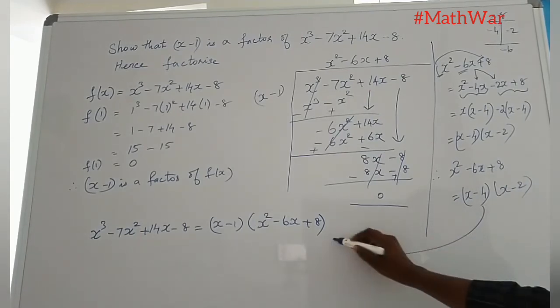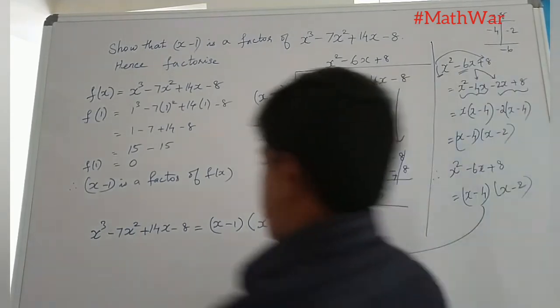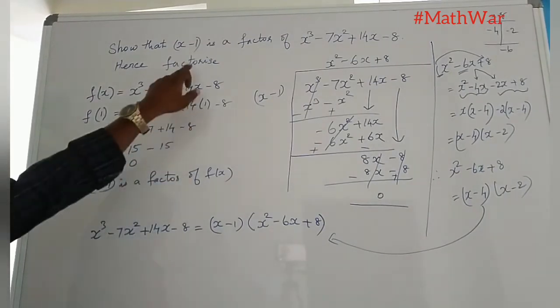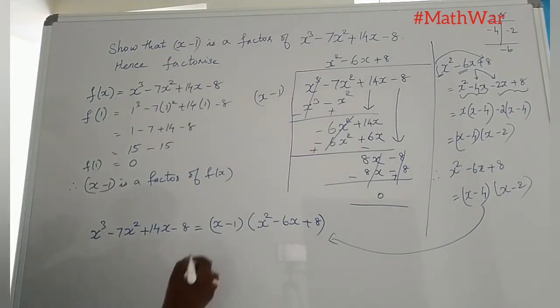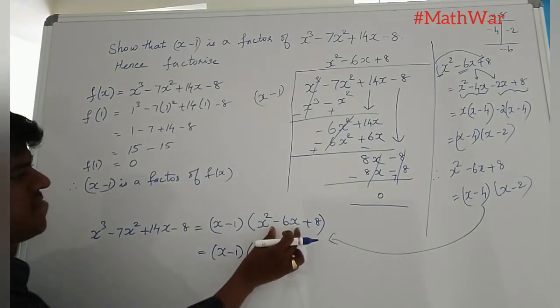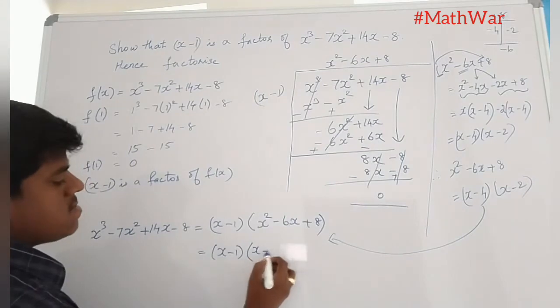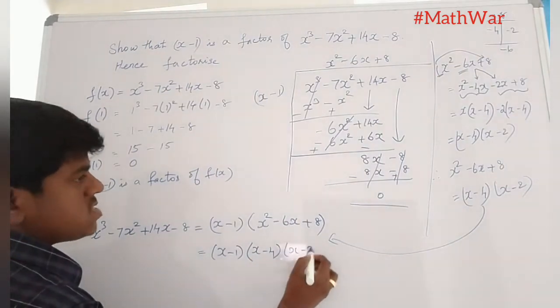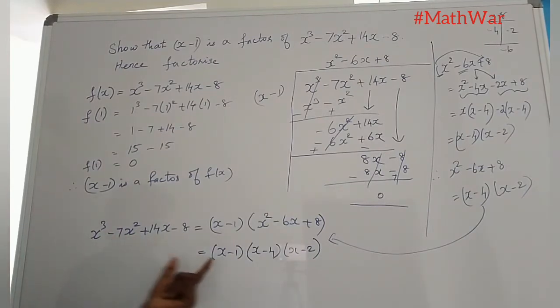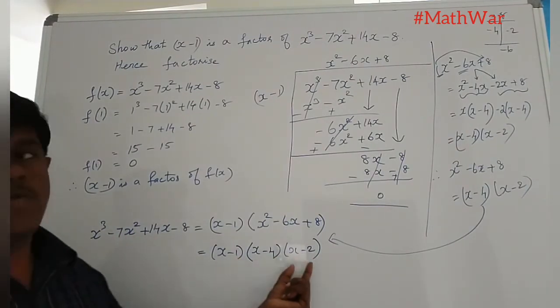So this value I am going to write it here. Our question, x cube minus 7x square plus 14x minus 8, that only we should factorize completely. So that is equal to x minus 1 into this. If you factorize, we will get x minus 4 into x minus 2. Therefore the answer, when we factorize this completely, we get x minus 1 into x minus 4 into x minus 2.